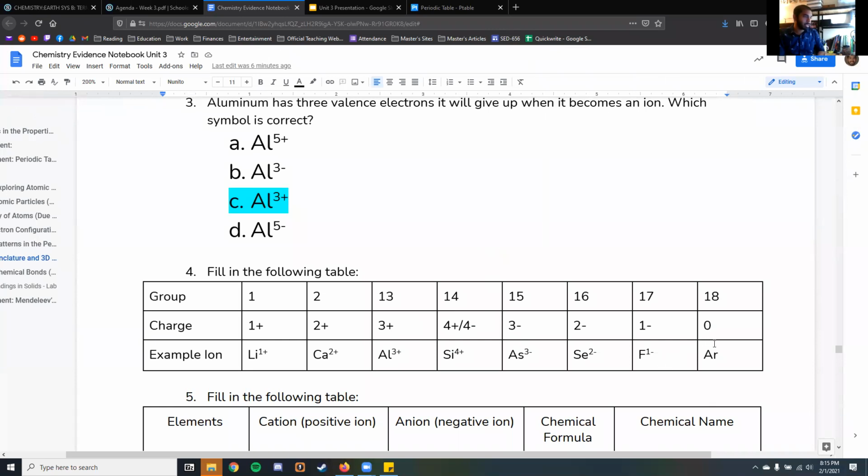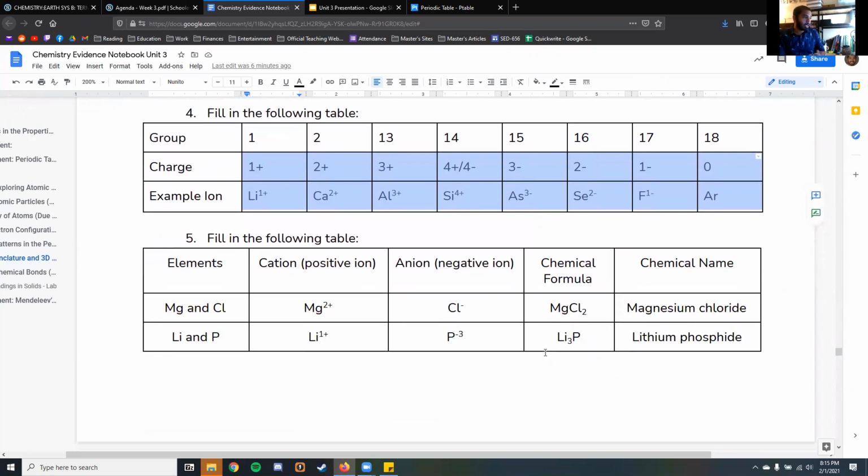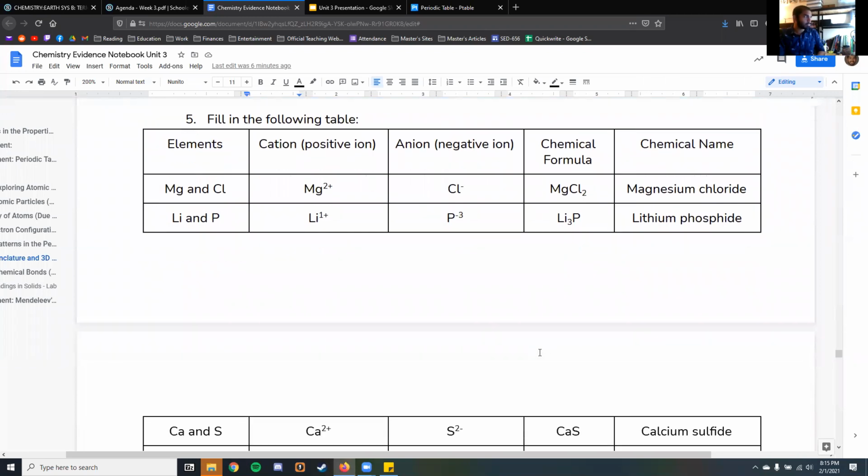So had a little bit of practice with this in this chart here. So if you're in group 1, you got a +1 charge. Group 2, +2. Group 13, 3+, and then working our way backwards. Group 17, 1-, 16, 2-, 15, 3-, so on and so forth. Got a little bit more practice with this.